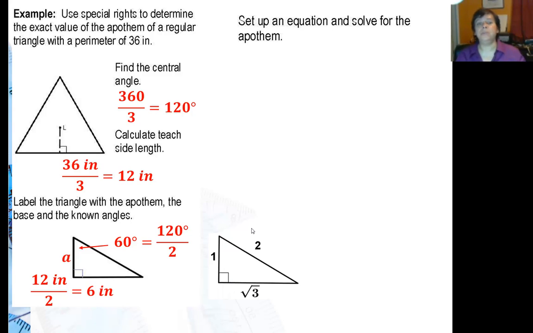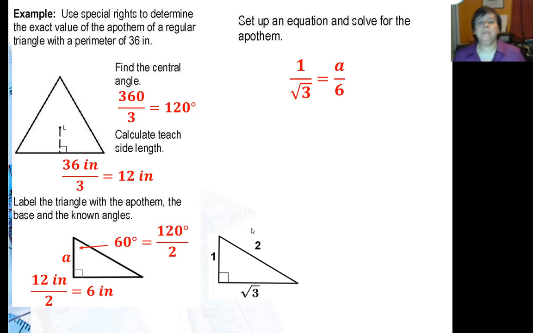Then I'm going to use, I recognize this triangle. This is a 30, 60, 90. So I set up another right triangle next to it so I can set up a proportion. Now, could you use trig to do this problem instead? Absolutely. But if I'm looking for an exact answer, you really do want to use the special right triangle.